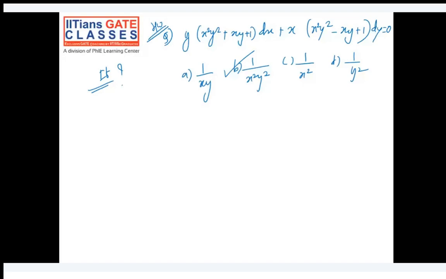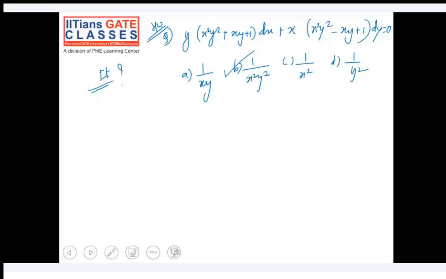So till now we have studied variable separable form, homogeneous, non-homogeneous, exact, non-exact. There will be another type. One more type is there, that is the linear differential equation. Write down the heading: linear differential equation.